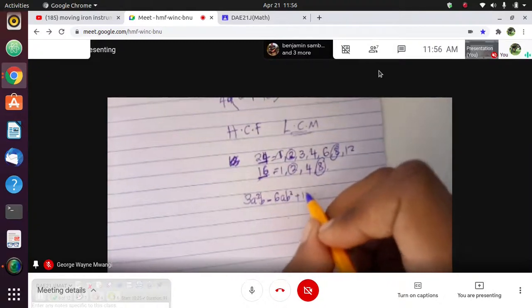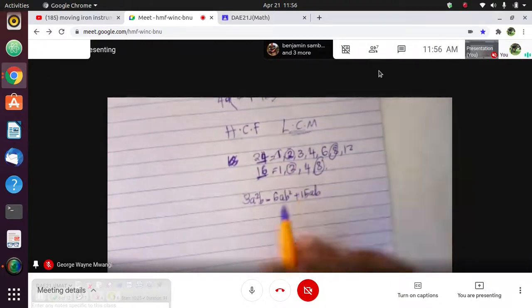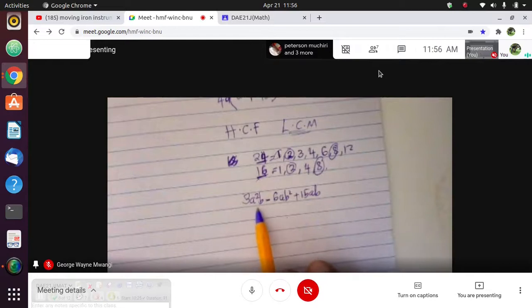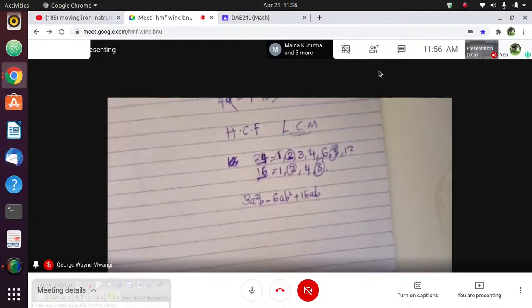Plus 15ab. In this expression, we have 3a squared b, we have 6ab squared, and we have 15ab. Now, these terms have a common multiple. Which will be the highest common factor between these three?